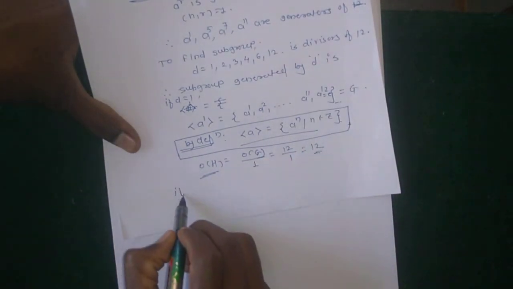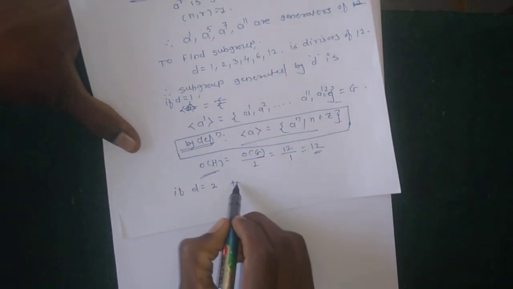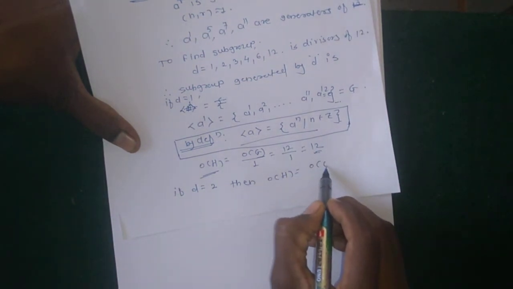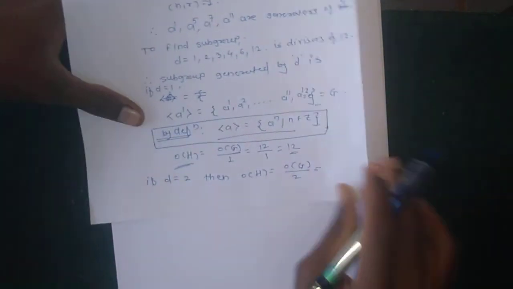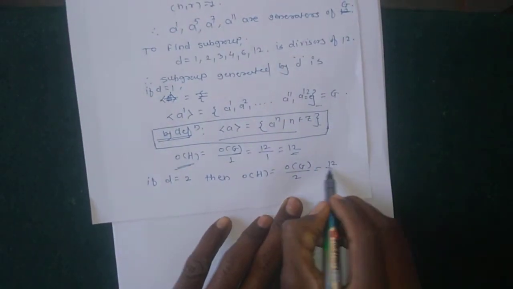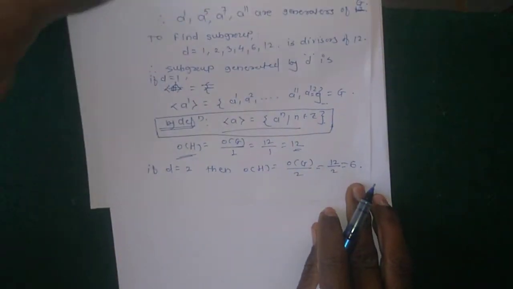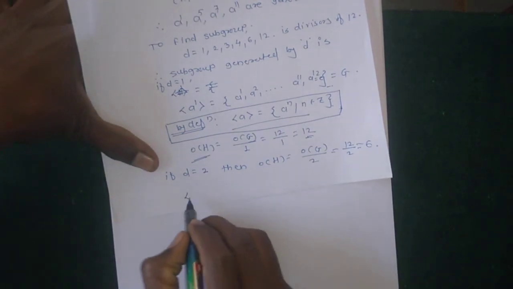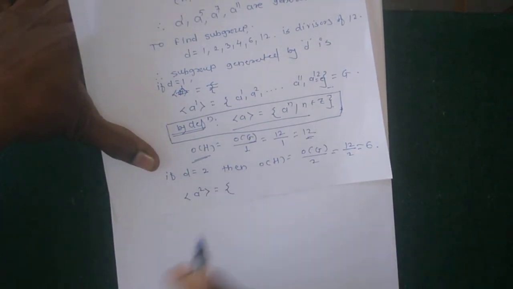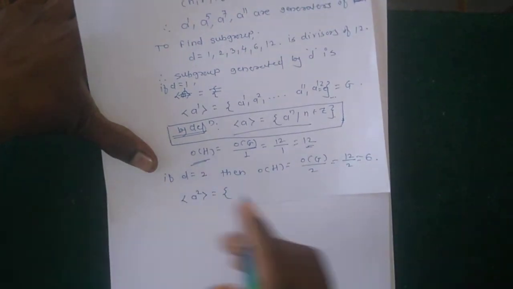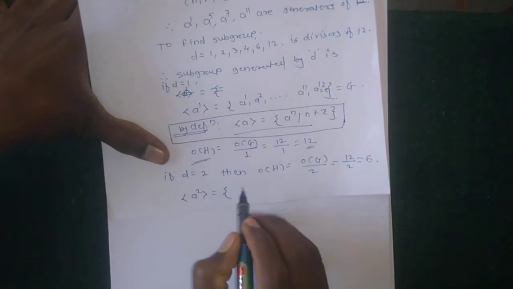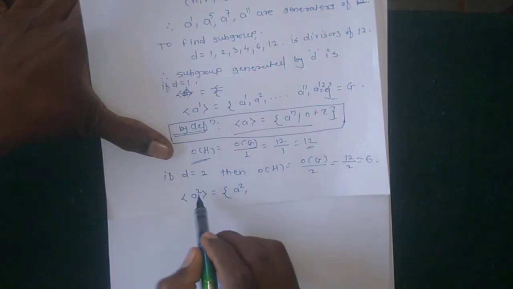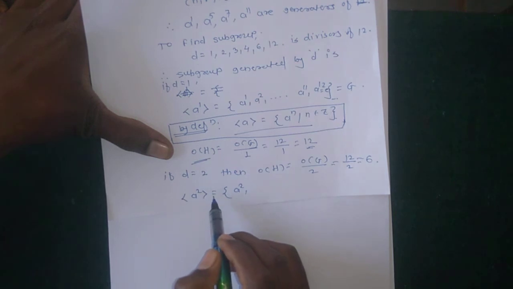Next divisor: if D equals 2, then the order of H equals the order of G divided by D, which is 12 divided by 2 equal to 6. So if D equals 2, then the subgroup generated by A square contains 6 elements. If the power of A raised to 2 is 1, then A square.